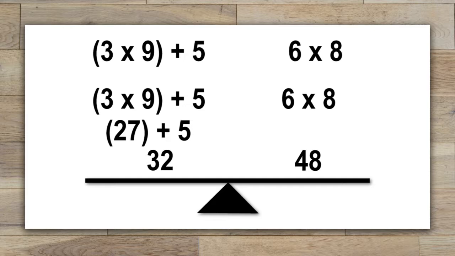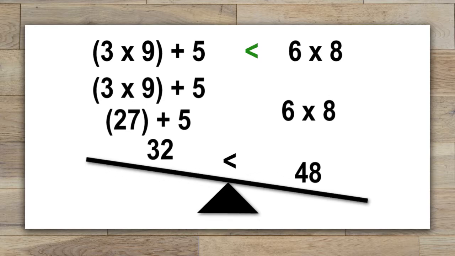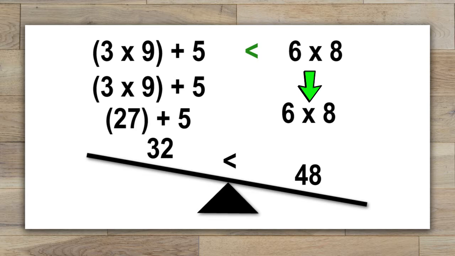The left side 32 is less than the right side 48. The symbol that will be placed between the two expressions is the less than symbol. The inequality will read 3 times 9 in parentheses plus 5 is less than 6 times 8. The balance shows this because the 6 times 8 side is heavier.